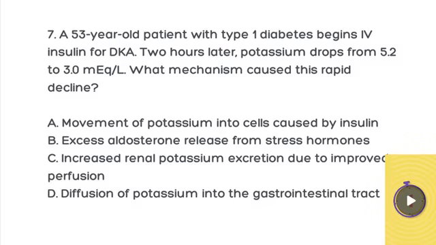Okay, so the correct answer for question number 7 is letter A. Insulin drives potassium intracellularly. That's why there is a decrease in potassium level. Letter B is incorrect because aldosterone is not responsible for acute change such as this. Letter C is also incorrect because perfusion improves slowly, not in this dramatic fashion. Letter D is incorrect because GI shifts do not cause this pattern.